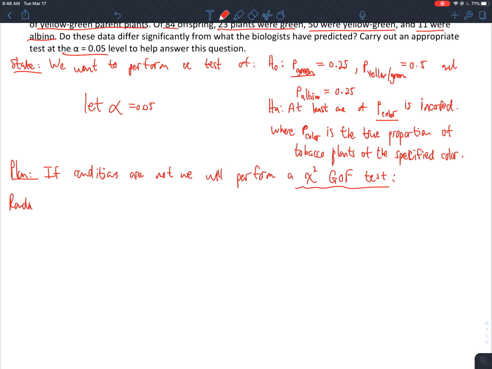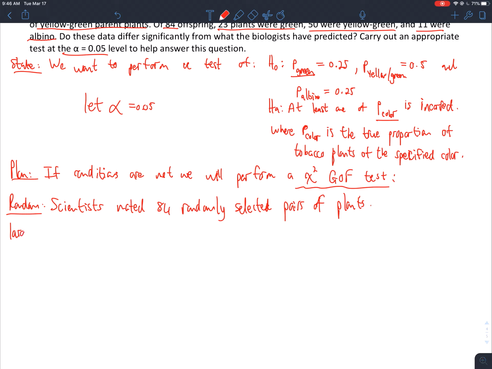So random, and we say plants were randomly selected for mating, or scientists mated 84 randomly selected pairs of plants. And then large counts or large sample size, and we say, okay, what are my expected counts?